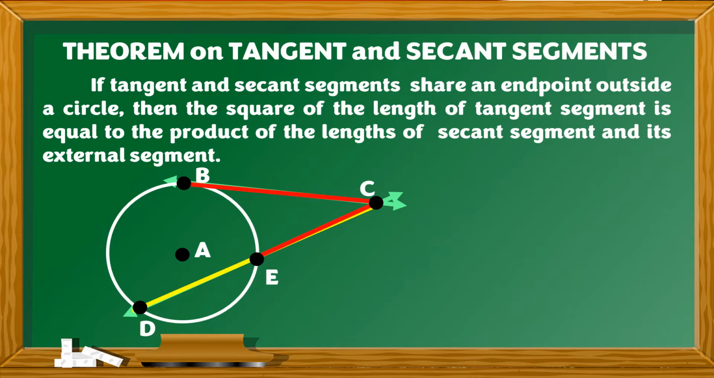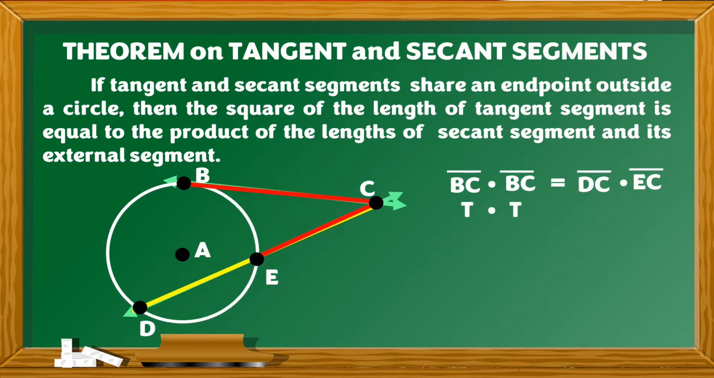If we write the theorem as a mathematical expression, we have line segment BC, the tangent, times line segment BC. That is the square of a tangent segment, and it is equal to the product of the length of the secant segment, which is line segment DC, multiplied by the external segment, or the secant external segment, which is line segment EC.